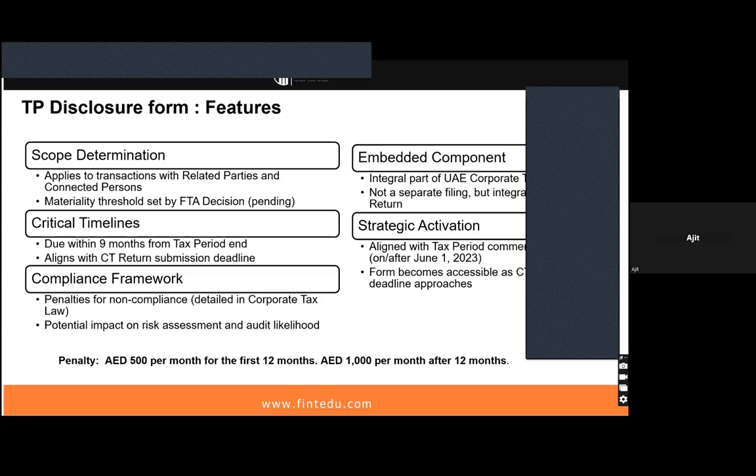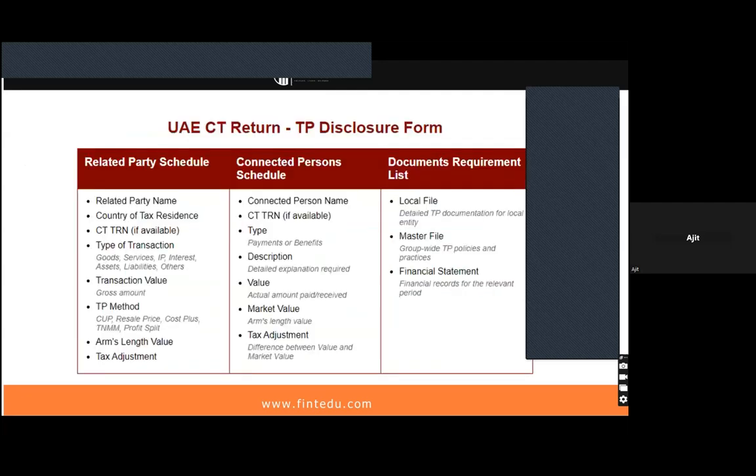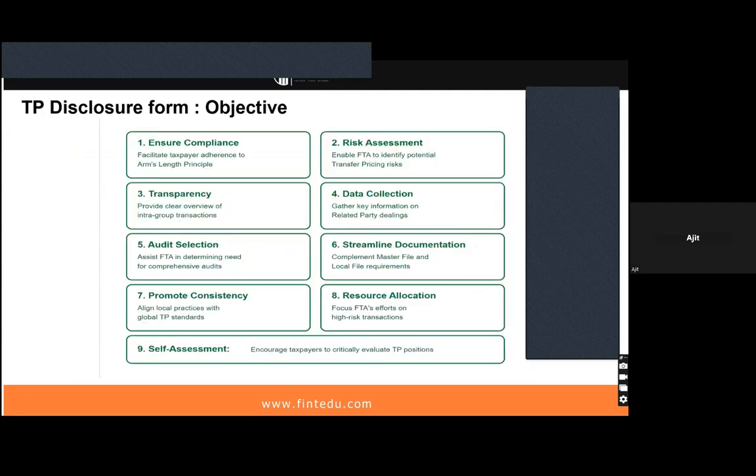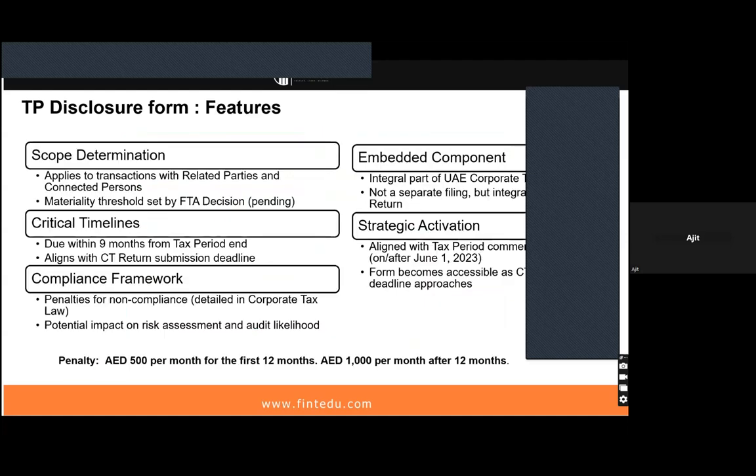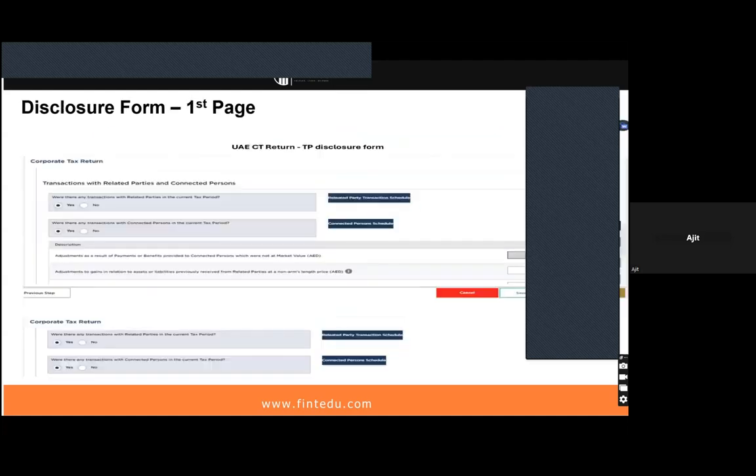So these are the broad features of these 3 sections, and why the TP disclosure form is not just a compliance document. It's a very strategic document, and its importance is increased because the local file needs to be attached along with it. So the entire analysis needs to be done in advance. Now, talking about the disclosure form, first page.